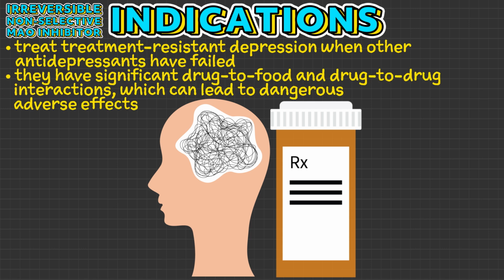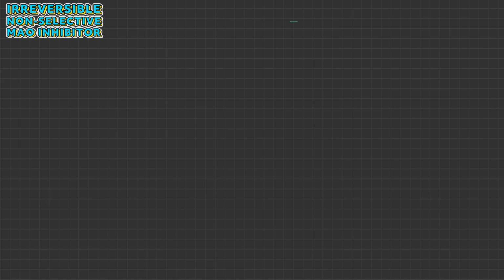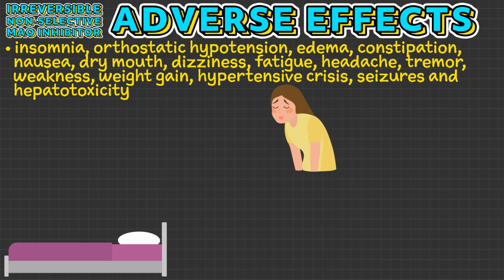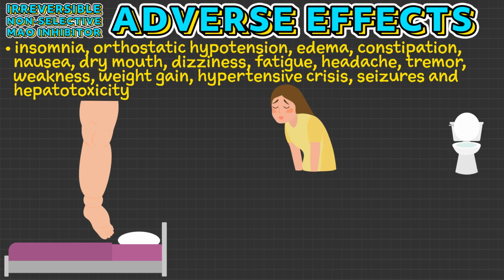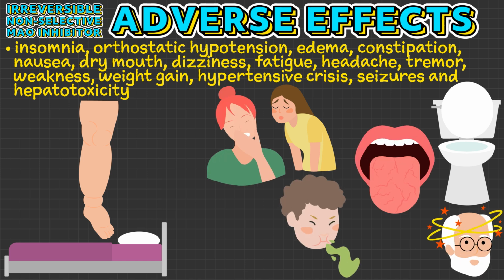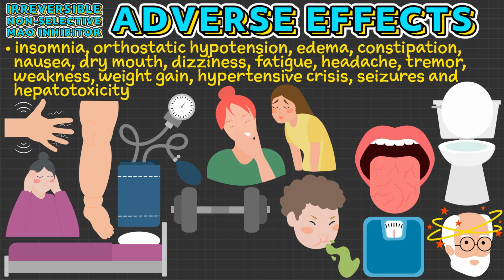The reason they are not a first line of treatment is due to their significant drug-to-food and drug-to-drug interactions, which can lead to dangerous adverse effects. Adverse effects of irreversible non-selective MAO inhibitors include insomnia, orthostatic hypotension, edema, constipation, nausea, dry mouth, dizziness, fatigue, headache, tremor, weakness, weight gain, hypertensive crisis, seizures, and hepatotoxicity.